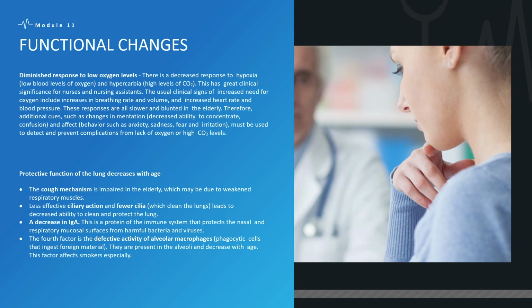Protective function of the lungs decreases with age. The cough mechanism is impaired in the elderly due to weakened muscles. Less effective ciliary action and fewer cilia lead to a decreased ability to clean and protect the lung. A decrease in IgA. This is a protein of the immune system that protects the nasal and respiratory mucosal surfaces from harmful bacteria and viruses.